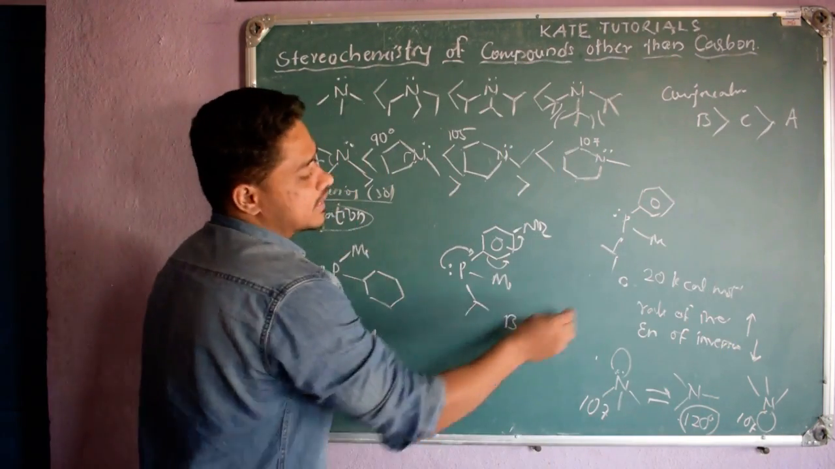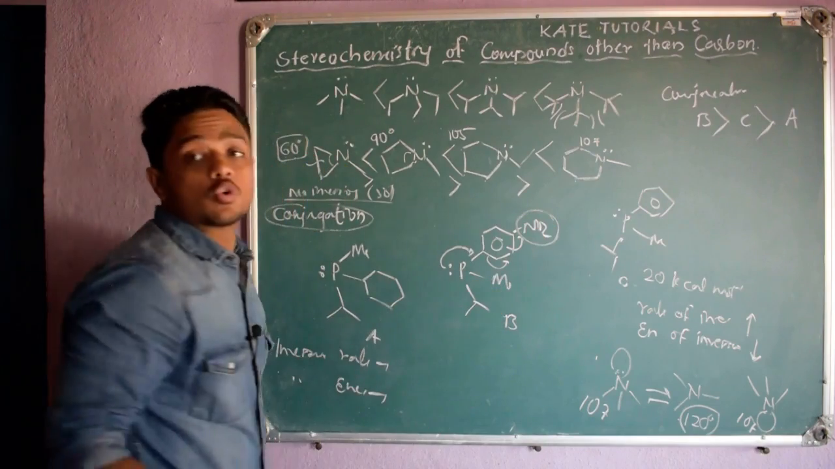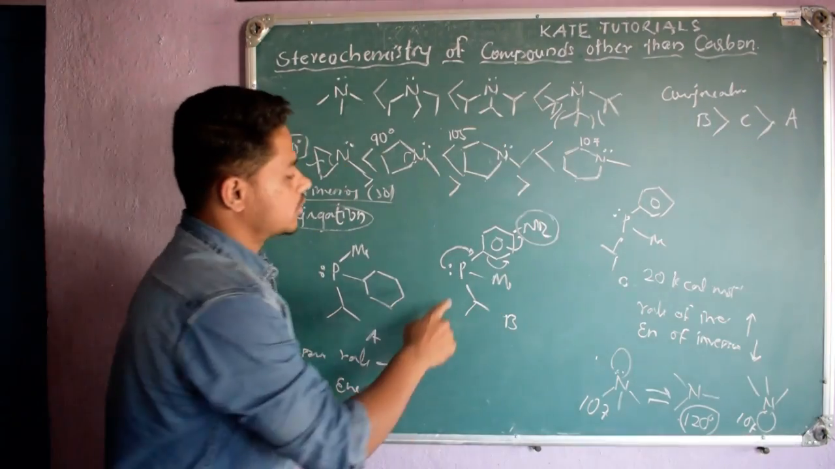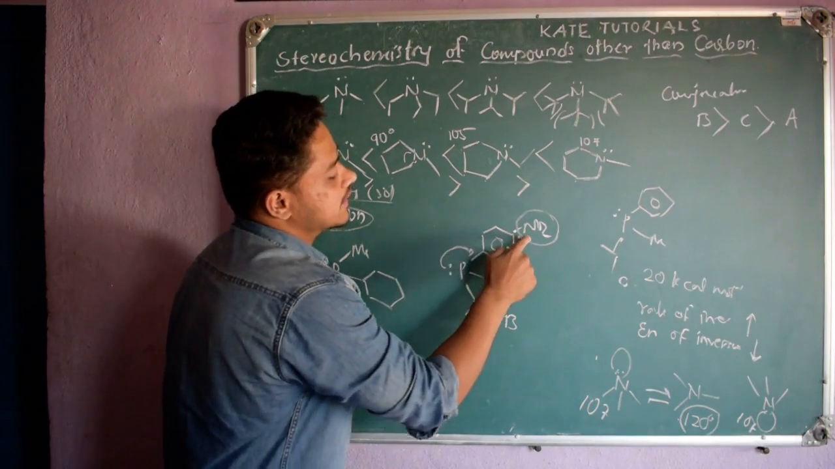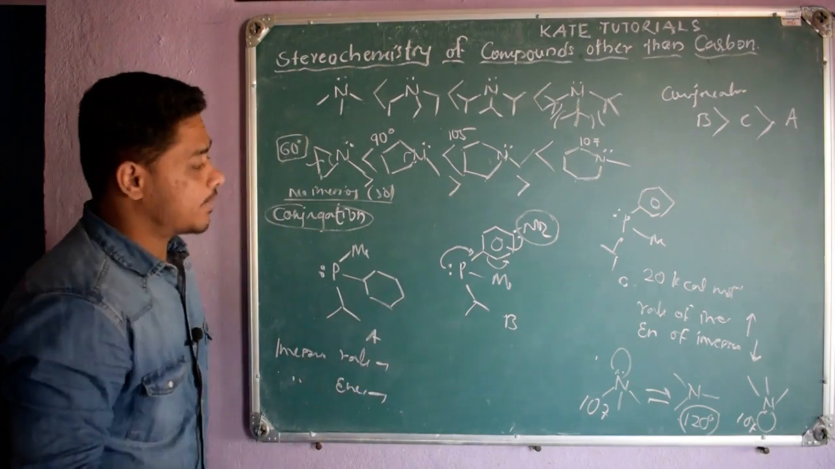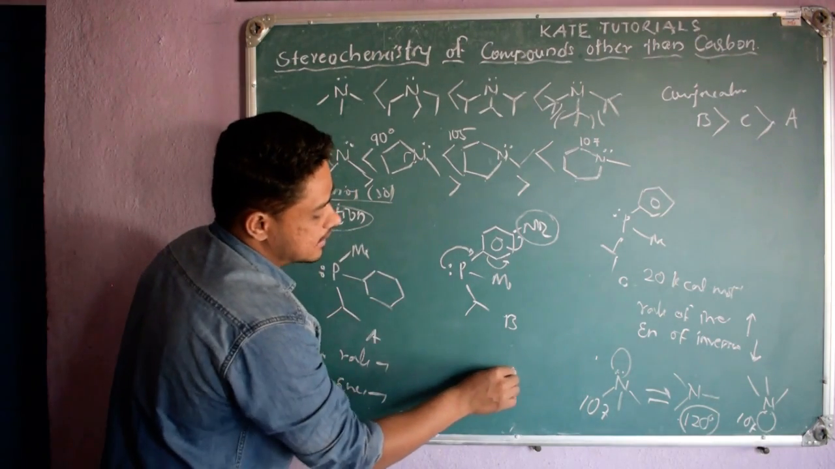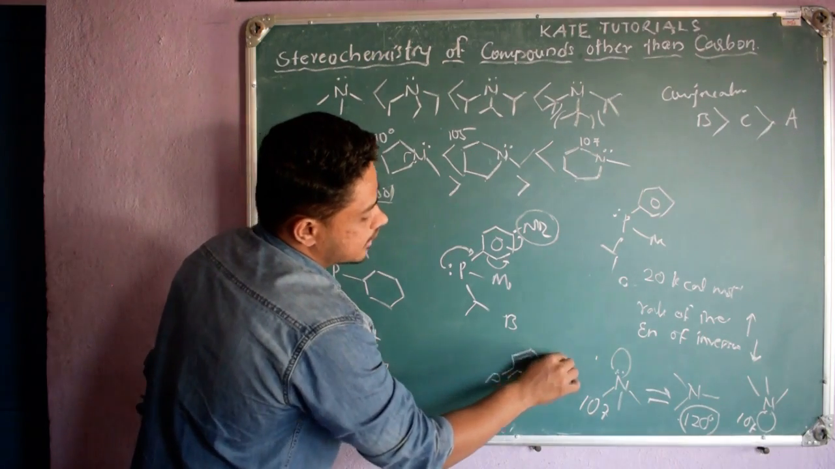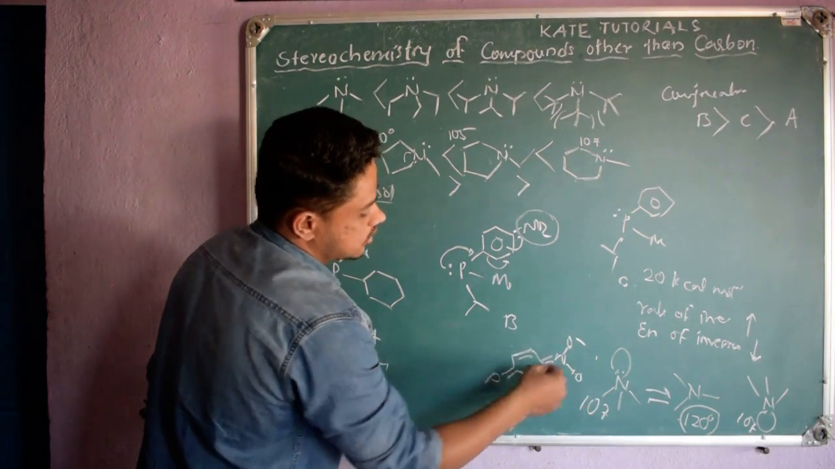Why is B more than C? Because the NO2 group is the world's best electron withdrawing group, so it can easily take the lone pair. So conjugation happens, and here we will get a partial double bond. Partial double bond means it will be like this: a P double bond, and here we have a double bond with NO minus. So that will be the structure.